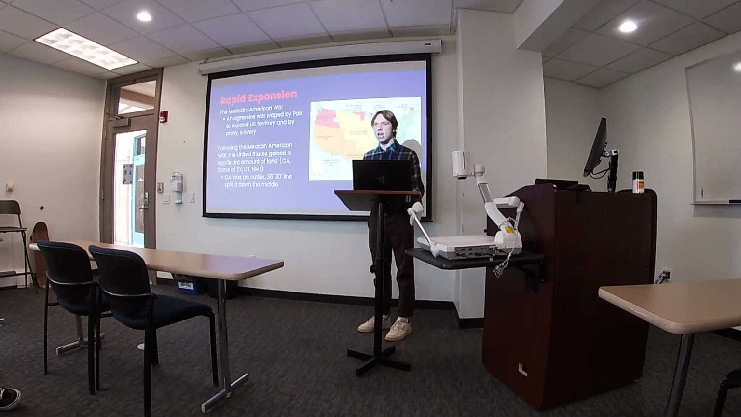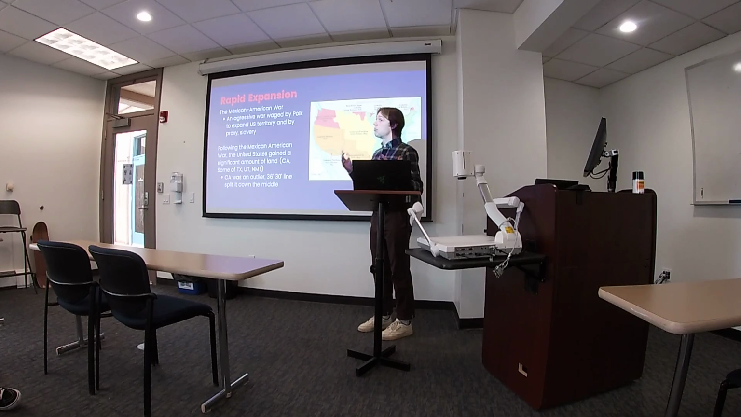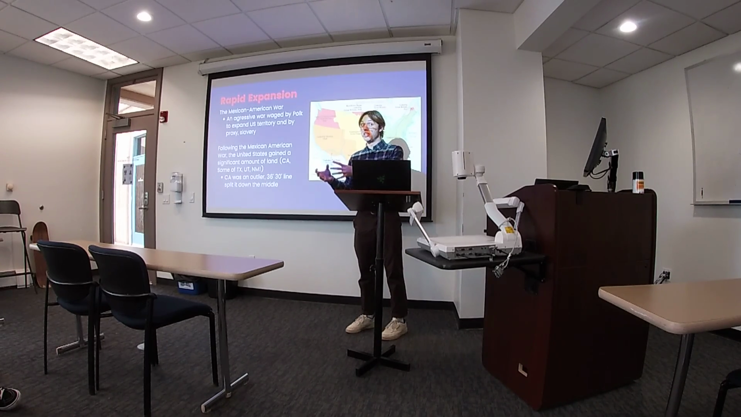territory. That was one of his big MOs during his presidency. And by proxy, he was a Southern Democrat. So with this new territory, he wanted to expand slavery. So he came up with this idea that Mexico was going to attack the United States at some point, and he wanted to get ahead of the issue. So he started the Mexican-American War.